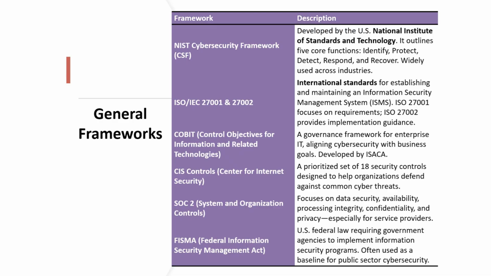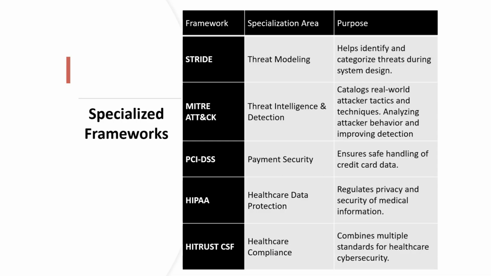So let's go to the specialized framework. Here, the specialized framework is as displayed on your screen right now. So we have the STRIDE, we have the MITRE ATT&CK, then we have the PCI DSS, and the HIPAA. It is specific. Why? Because it's tailored to a particular sector. Let's take, for instance, the HIPAA. The HIPAA is for healthcare, right? Healthcare data protection. That's what they're responsible for. Or the PCI DSS. That's the Visa and the MasterCard. Those are the ones that ensure safe handling of your credit card data.